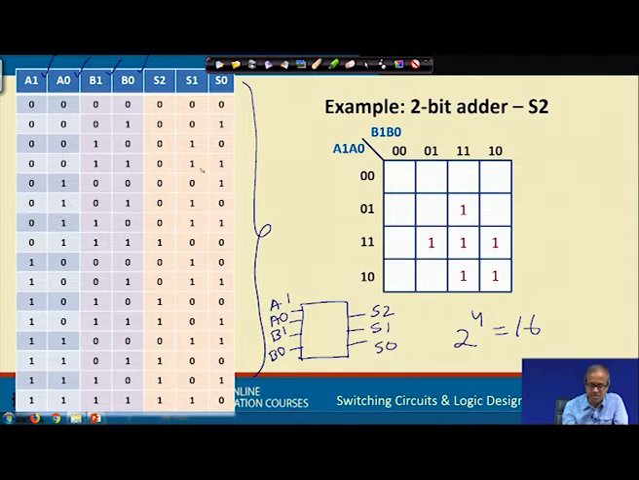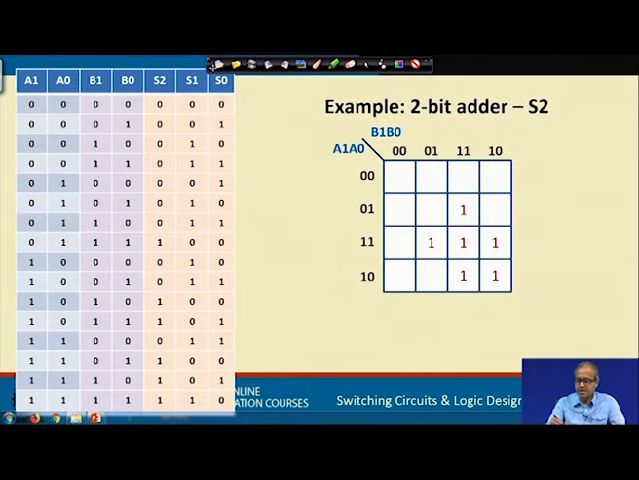0 plus 3, sum is 3, so 0 1 1 is 3. 1 plus 0 is 1, 0 0 1. 1 plus 1 is 2, 0 1 0. 1 plus 2 is 3, 0 1 1. 1 plus 3 is 4, 1 0 0. 2 plus 0 is 2, 0 1 0. 2 plus 1 is 3. 2 plus 2 is 4, 1 0 0. 2 plus 3 is 5, 1 0 1. 3 plus 0 is 3. 3 plus 1 is 4. 3 plus 2 is 5 and 3 plus 3 is 6, 1 1 0.